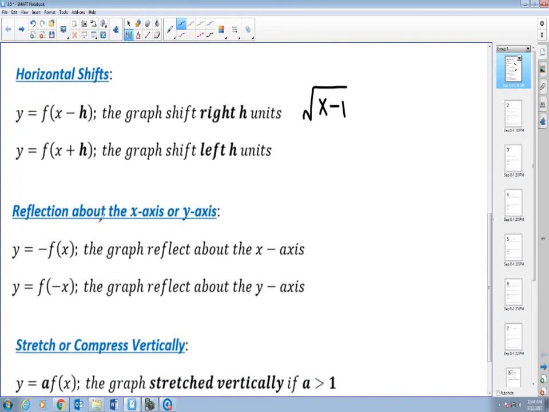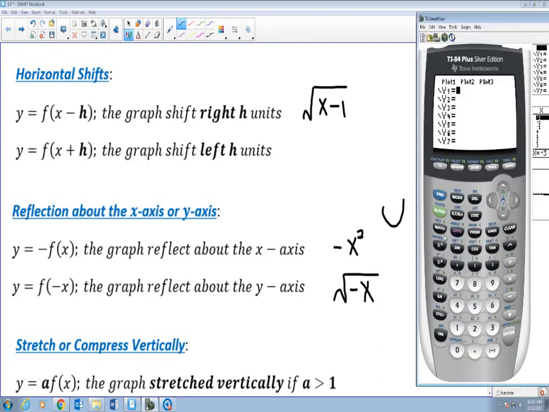Reflection about the x-axis or y-axis. If there is a negative sign in front of my function, using negative x squared, for example, we mentioned this before: how do I know the U will open up or open down? Well, it depends on whether the leading coefficient is positive or negative. So in front of my function, if it's negative, then it's a reflection about the x-axis. If the negative sign is inside the function, like the square root of negative x, then that negative sign will be a reflection about the y-axis.